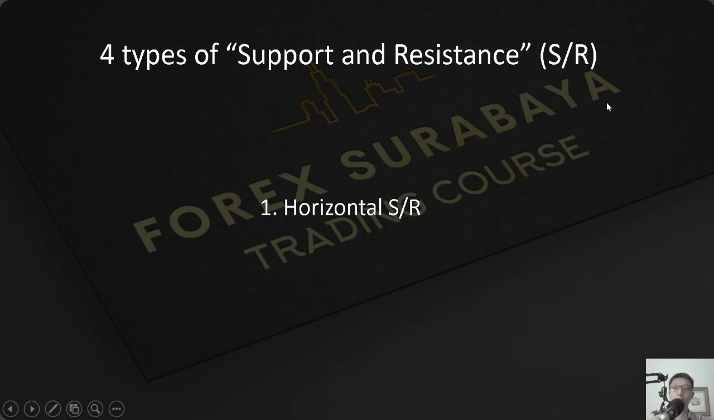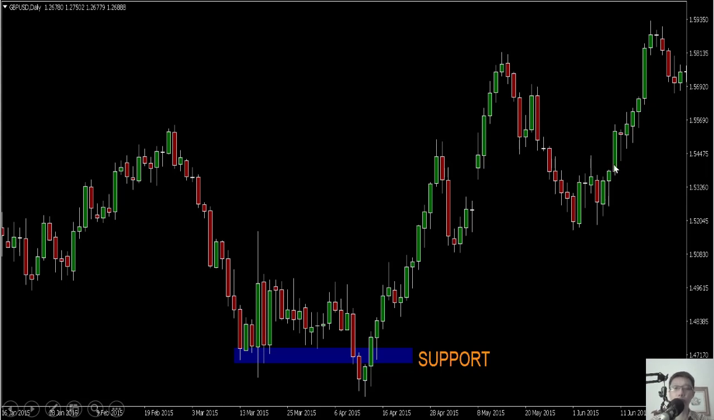Now we will talk about four types of support and resistance. The first type, we can call horizontal support and resistance. We can simply say SR, horizontal SR. It means support and resistance. What is horizontal support and resistance? So this blue area is a support area, and we mark this as a horizontal level or horizontal area.